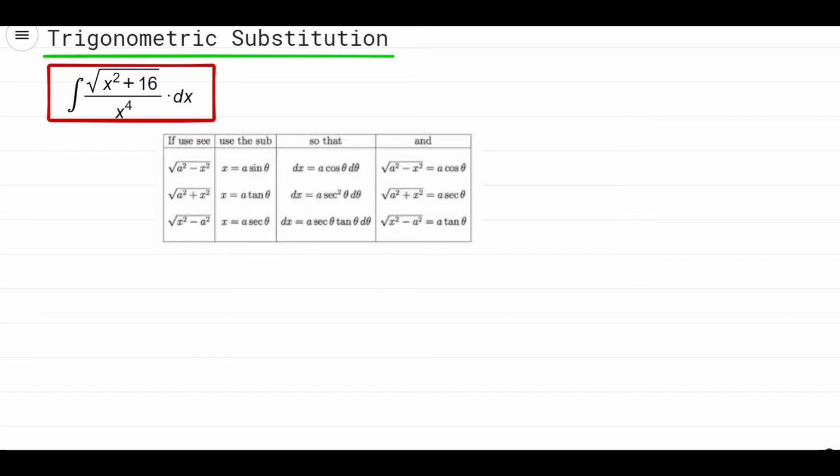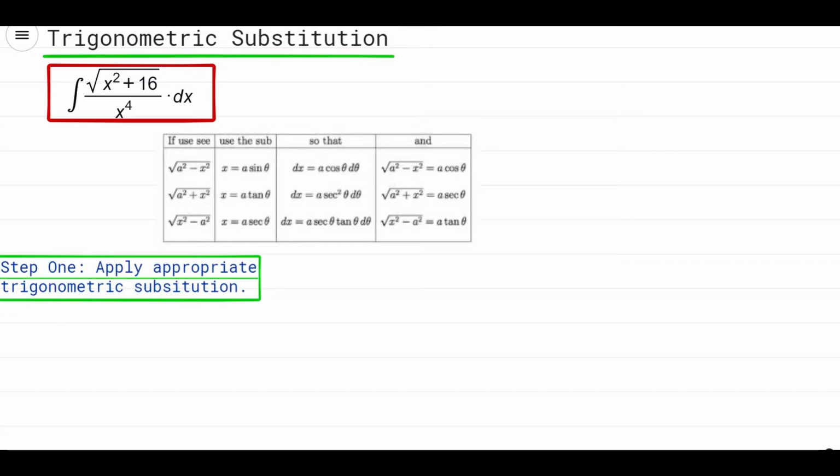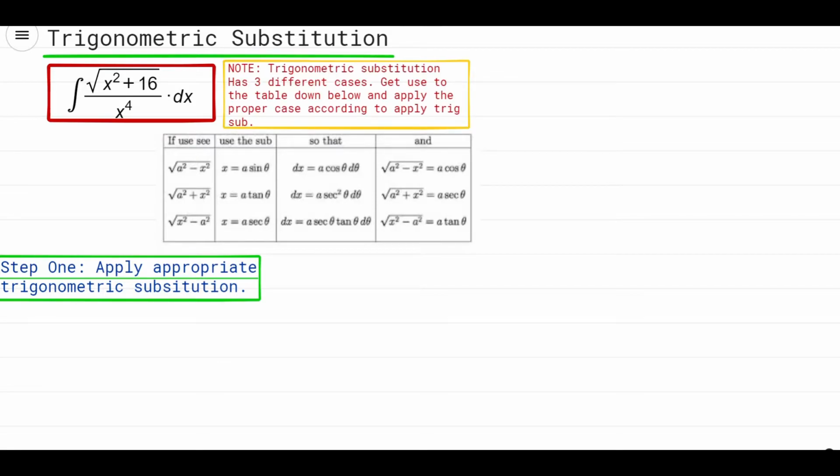So for step one, we're going to apply the appropriate trigonometric substitution. I do want you to make a note of this: trig sub has three different cases. Get used to the table down below and apply the proper case according to the trig sub table.